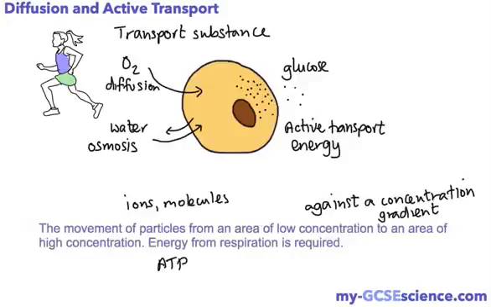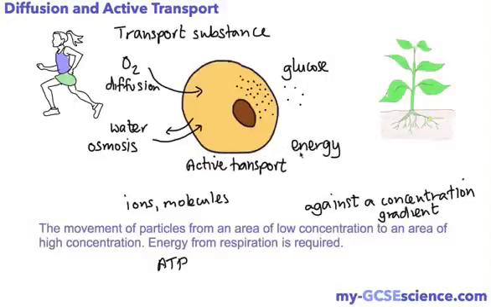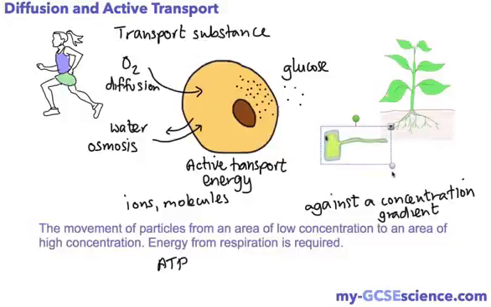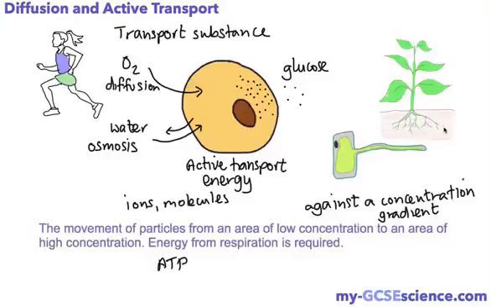Another example that we can give, quite a common example, is the active transport of ions into root hair cells. If I was to take a root hair cell from this plant, obviously from the root, this has the job of absorbing water by osmosis, but it also has the job of absorbing mineral ions, which are required in small concentrations by the plant.